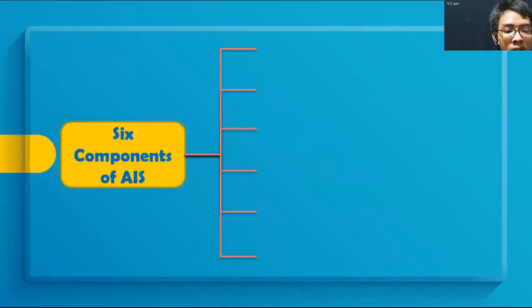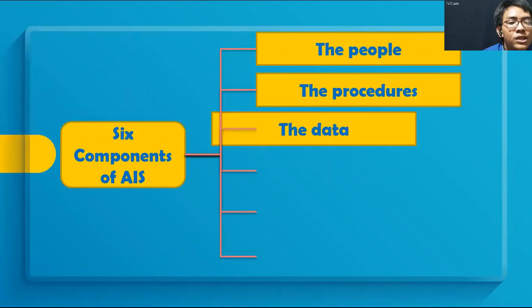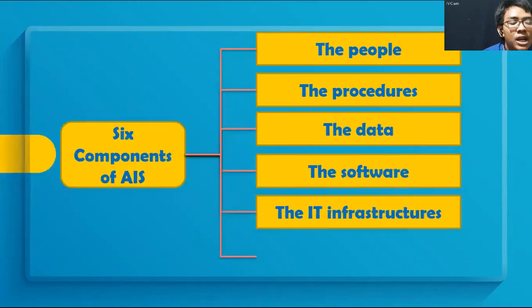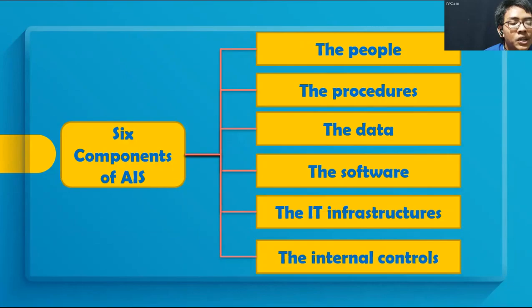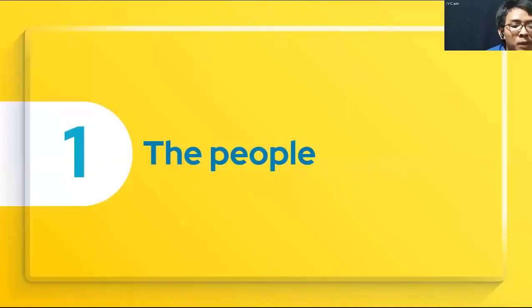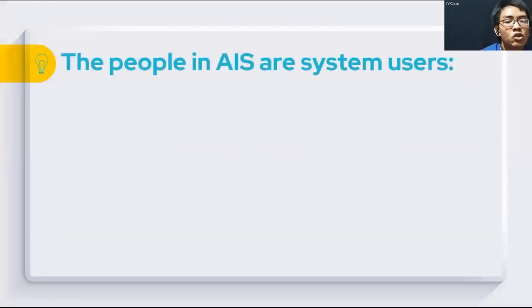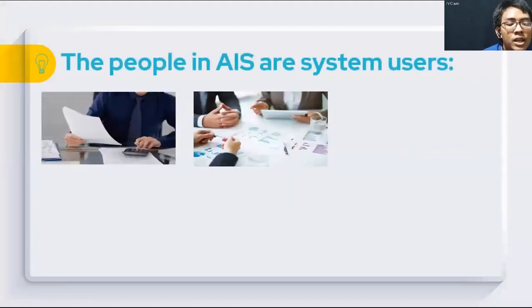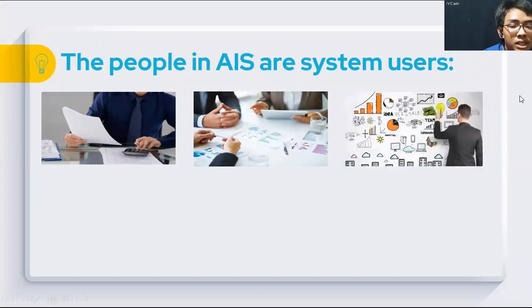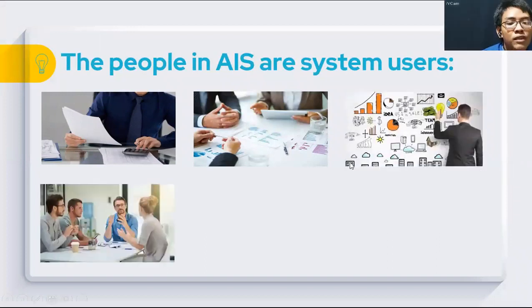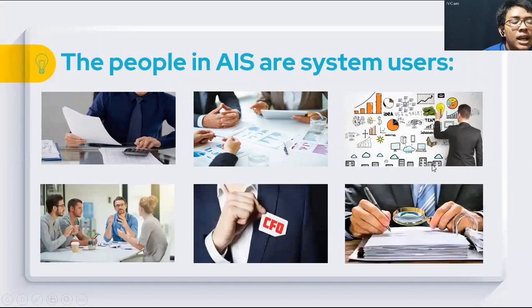Now, let's move to the first part of my talk. I'd like to inform you about the 6 components of accounting information system. There are the people, the procedures, the data, the software, the IT infrastructures, and the internal controls. Let me begin by explaining the people. The people in AIS are system users. There are accountants, consultants, business analysts, managers, chief financial officers, and auditors.